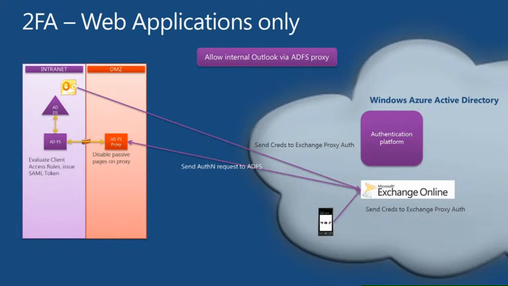I apply my rules that say, is the client internal or external? What type of client is it? What endpoint are they connecting to? And I decide whether or not to issue a token to those endpoints.